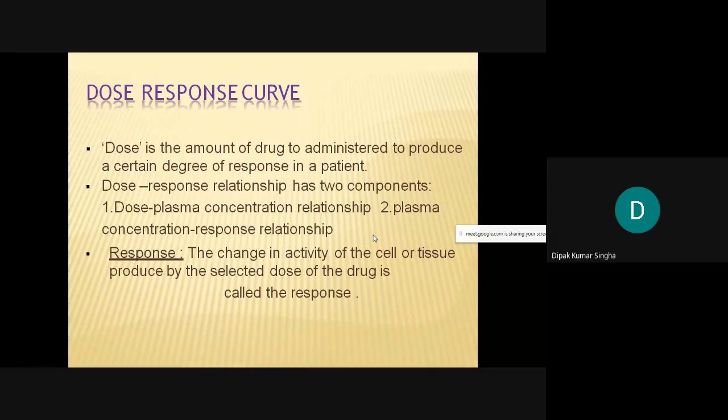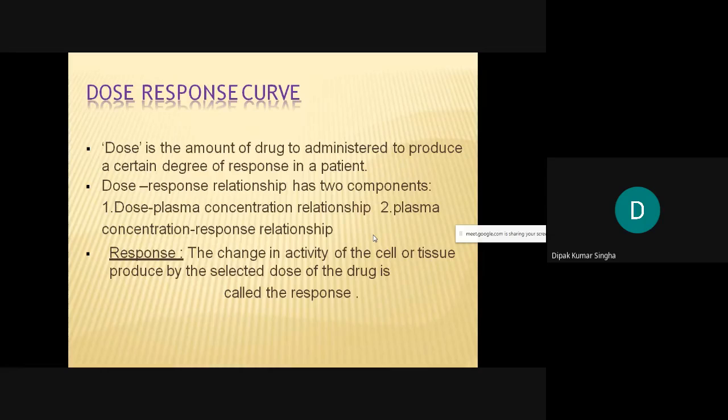Another is plasma concentration versus response. If the plasma concentration reaches the minimum effective concentration or greater, then the response will occur. If it does not, then the response does not come. So one is dose versus plasma concentration, another is plasma concentration versus response. These are the two concentration curves, the dose-response curve.